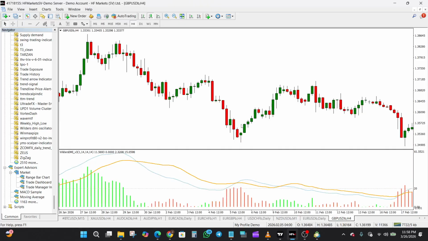Then your sell signal ideally should be when the orange line crosses above the blue, and then you have the red bars piercing above the 20 level. That's for a stronger signal.